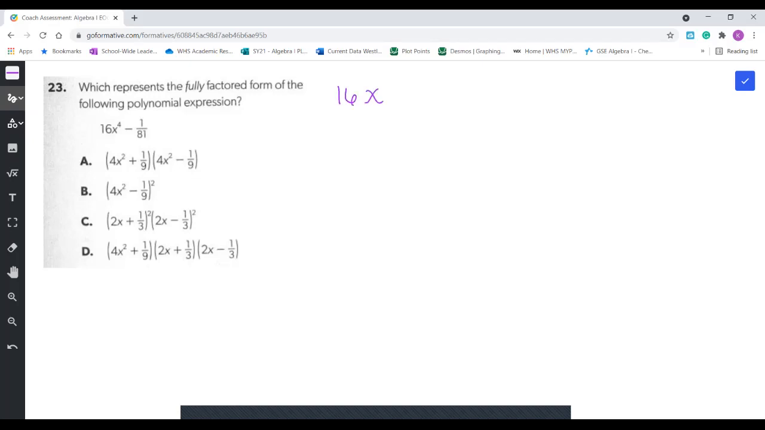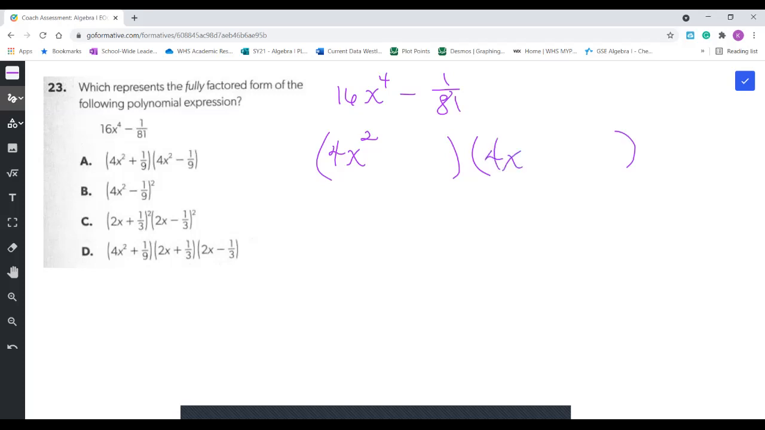All right, so I have 16x to the 4th power minus 1 over 81. All right, so I see some perfect squares, and I'm subtracting 2 perfect square situations. So I know the difference of squares says a squared minus b squared is equal to a plus b times a minus b. So young people, when I split this up, this is going to be 4. The square root of 16 is 4, right? 4x squared, because half of 4 is 2.